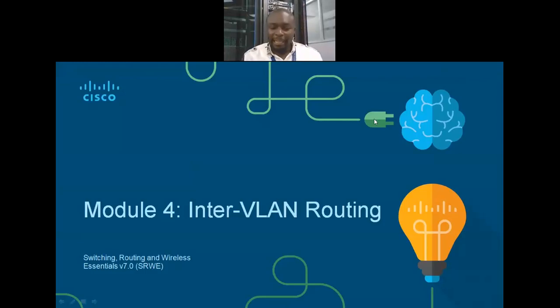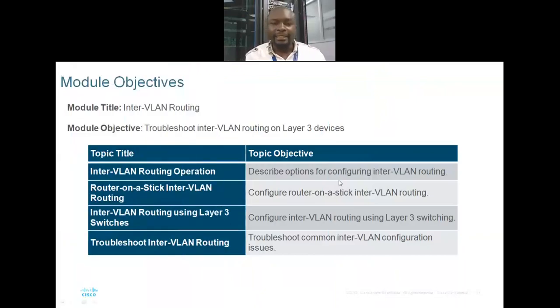Okay, inter-VLAN routing. In the previous class we were able to understand what a VLAN is, a virtual local area network. And we saw how to create this network, because you can segment your entire network by creating VLANs. If I segment my network into different groups, those segments are independent of each other.